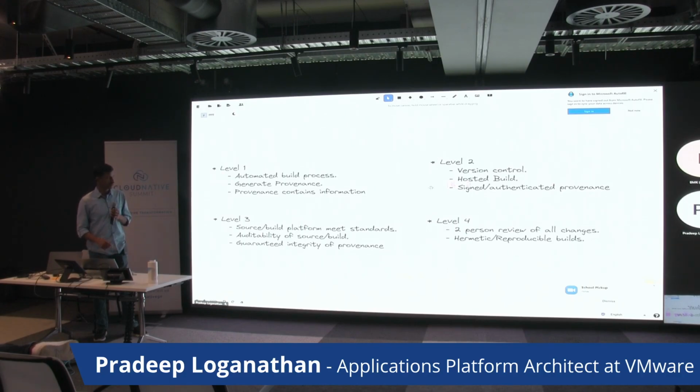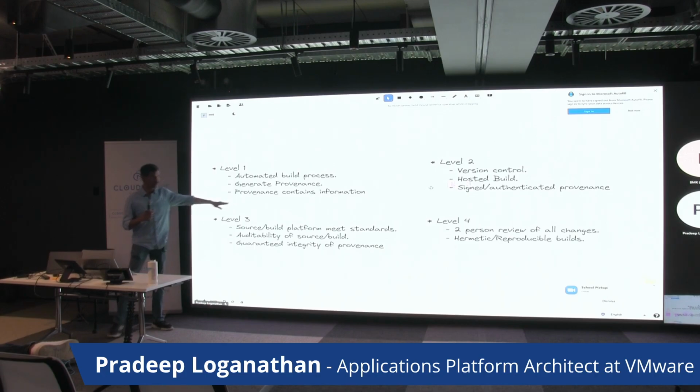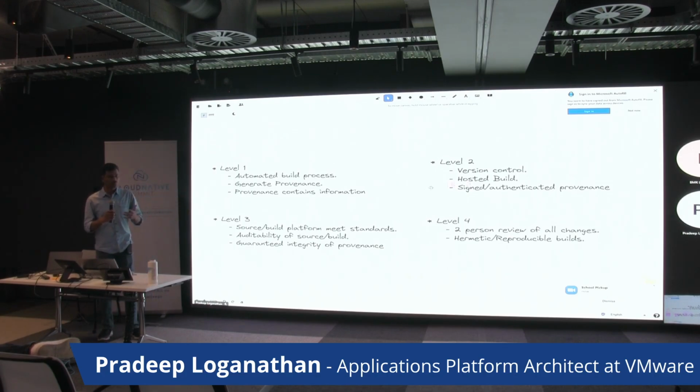Level 2 talks about version control. It talks about your build being hosted, and it also talks about signed and authenticated provenance. Now, it's not just about generating provenance. We've also seen that even though we can generate provenance, your provenance itself can be attacked and modified. So it's not just about generating the fact that you're producing a particular software artifact and all the various pieces of it. It's also about securing it by signing it and authenticating it. Level 3 is about making sure that your build platform meets necessary standards, and your build can be audited at any point in time.